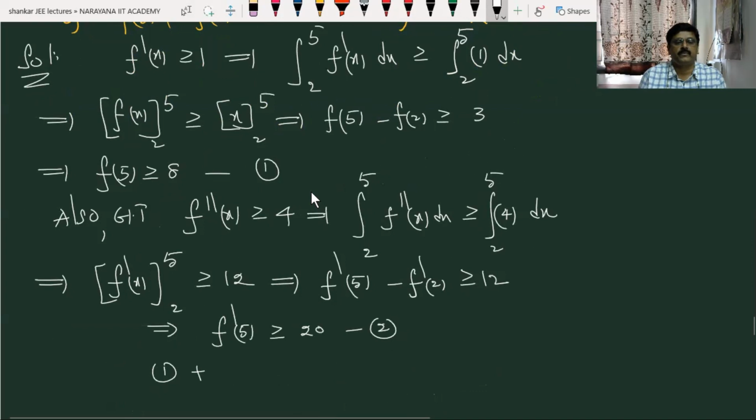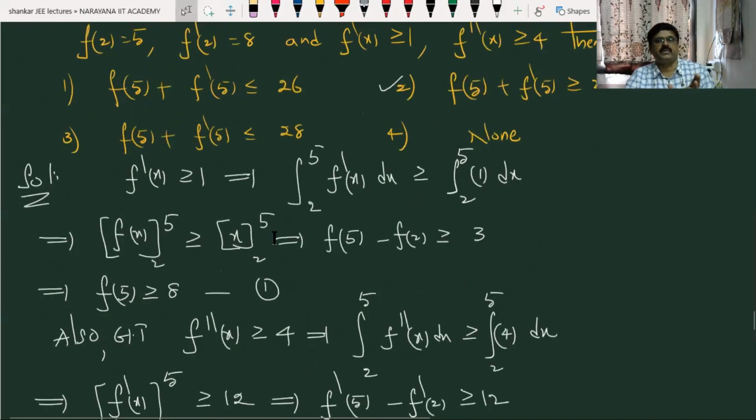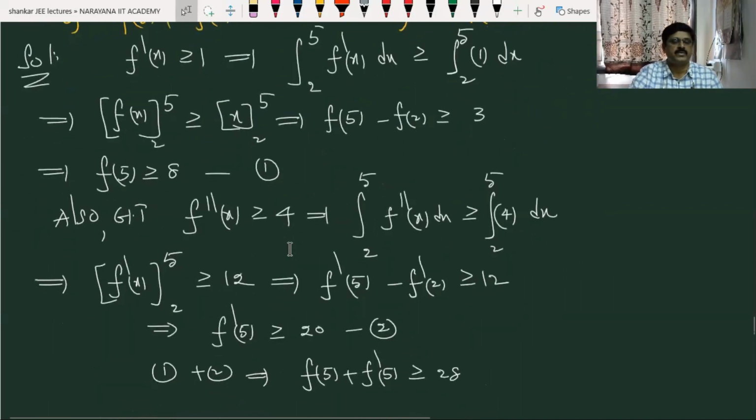Equation number 2. Now 1 plus 2 implies f of 5 plus f dash 5 is greater than or equal to 28, students. So simply by seeing the data f of 2 is equal to 5 and f dash 2 is equal to 8, and by taking these two inequalities one after another, and by taking suitable limits on both sides, by integrating that, we can get the result, students. Carefully watch it.